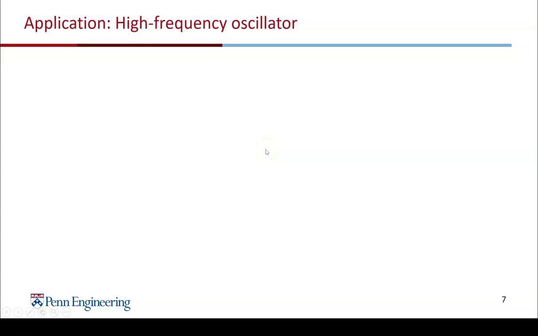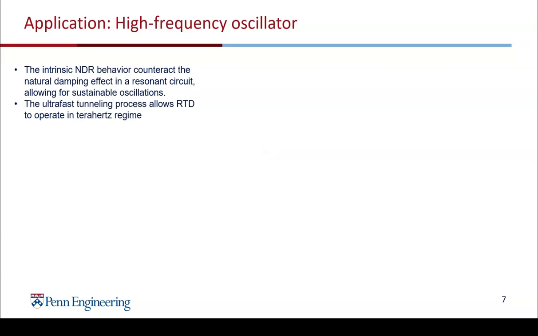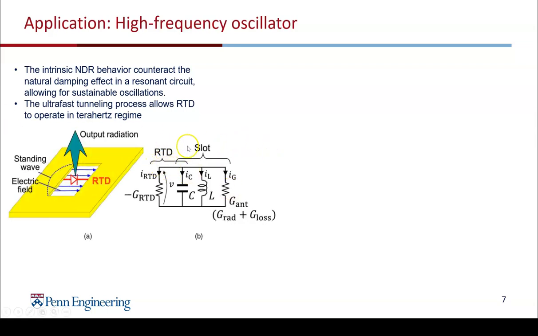So based on this, we can develop a high frequency oscillator. The intrinsic NDR behavior counteracts the natural damping effect in a resonant circuit, allowing for sustainable oscillations. Also, the ultra-fast tunneling process allows the RTD to operate in the terahertz range. Different from the traditional one with the capacitance and the inductance L, here we have the RTD, and the RTD offers a negative resistance. This is very important because, due to the negative resistance, we can have sustainable oscillations.